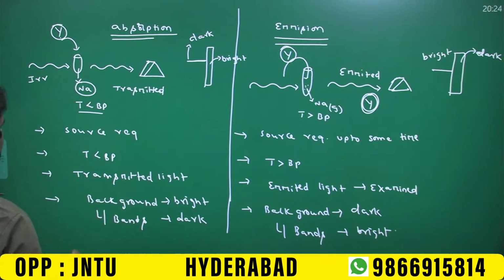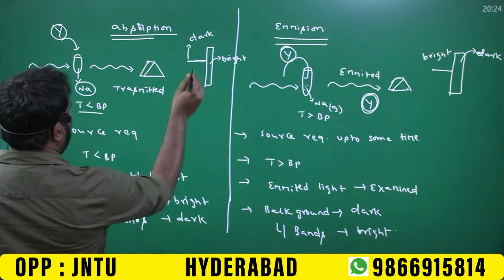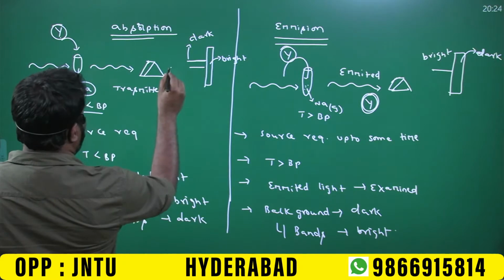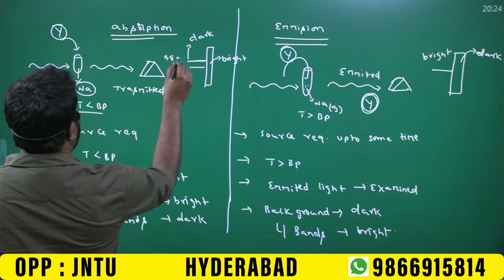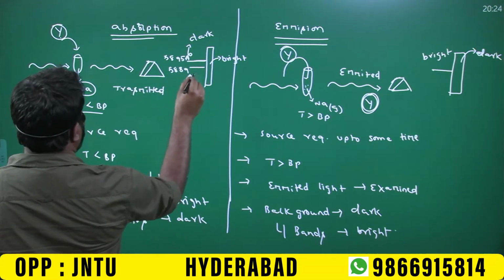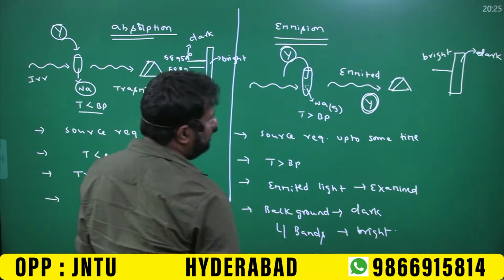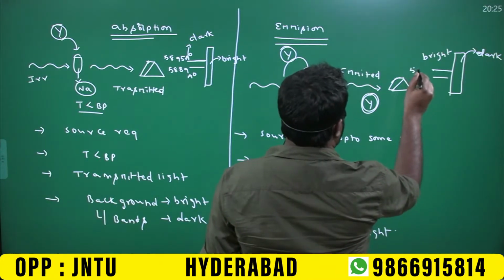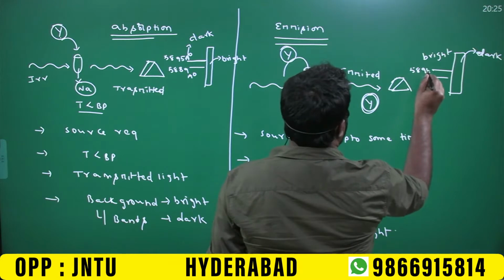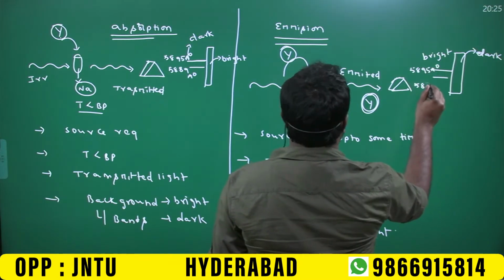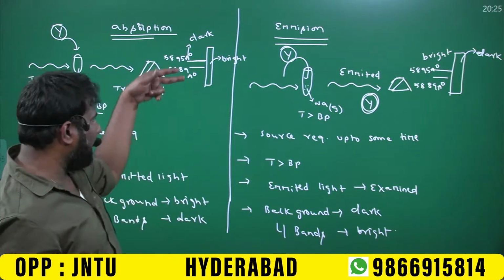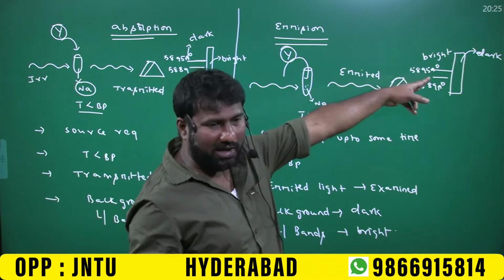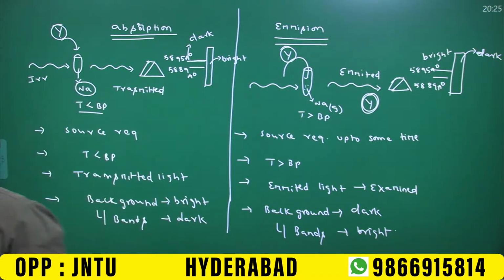చూడండి, ఇది ఏ రేంజ్లో వస్తాయంటే సోడియంకి 2 lines we are getting: 5889, 5895 ఆంగ్స్ట్రామ్స్. ఇక్కడ కూడా సేమ్ అంతే, లైన్స్ ఏమొస్తాయి? 5895 ఆంగ్స్ట్రామ్స్, 5889 ఆంగ్స్ట్రామ్స్. కాకపోతే ఇక్కడ ఏముంటాయి? బ్రైట్ లైన్స్ ఉంటాయి. ఇక్కడ డార్క్ లైన్స్ ఉంటాయి. Because whatever radiation it absorbs, the same radiation it can emit.